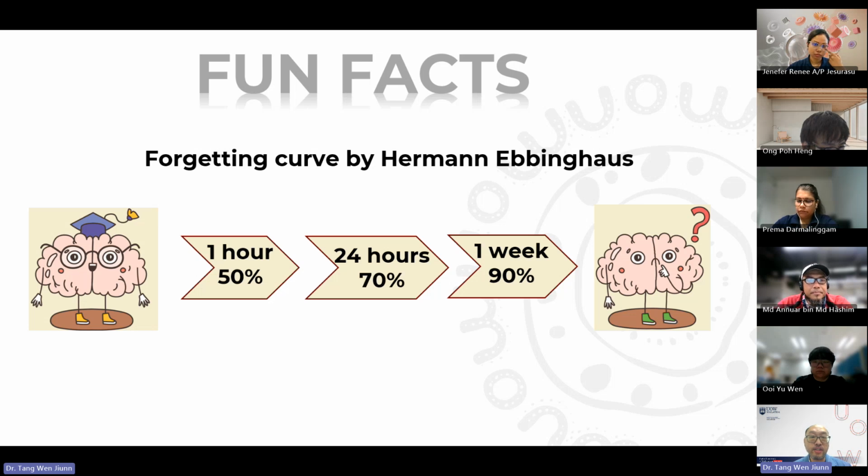Okay, research done on this part. According to the research, after 1 hour, we will forget almost 50%. After that, 1 day later, 70% will disappear. And after 1 week, if there's no revision, 90% of the knowledge will disappear.